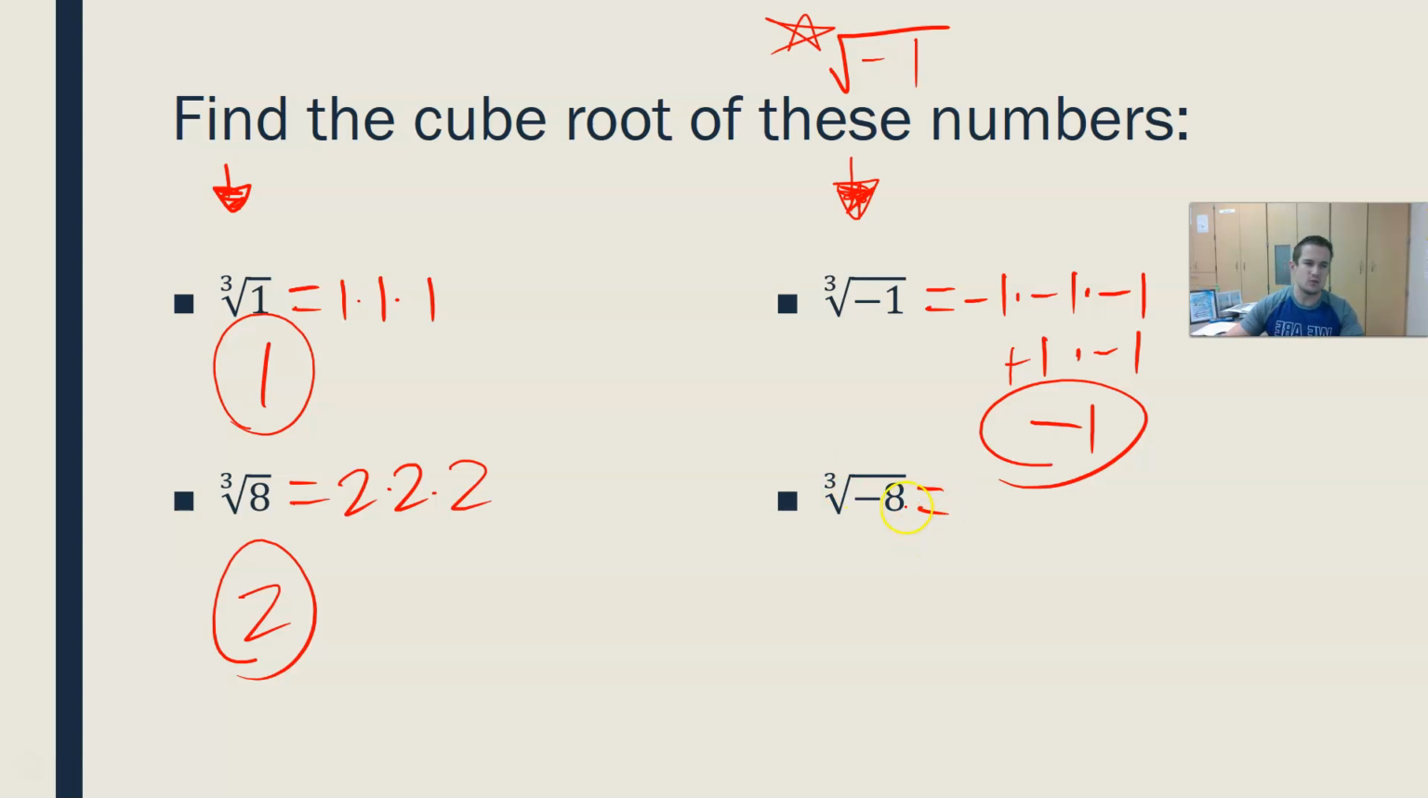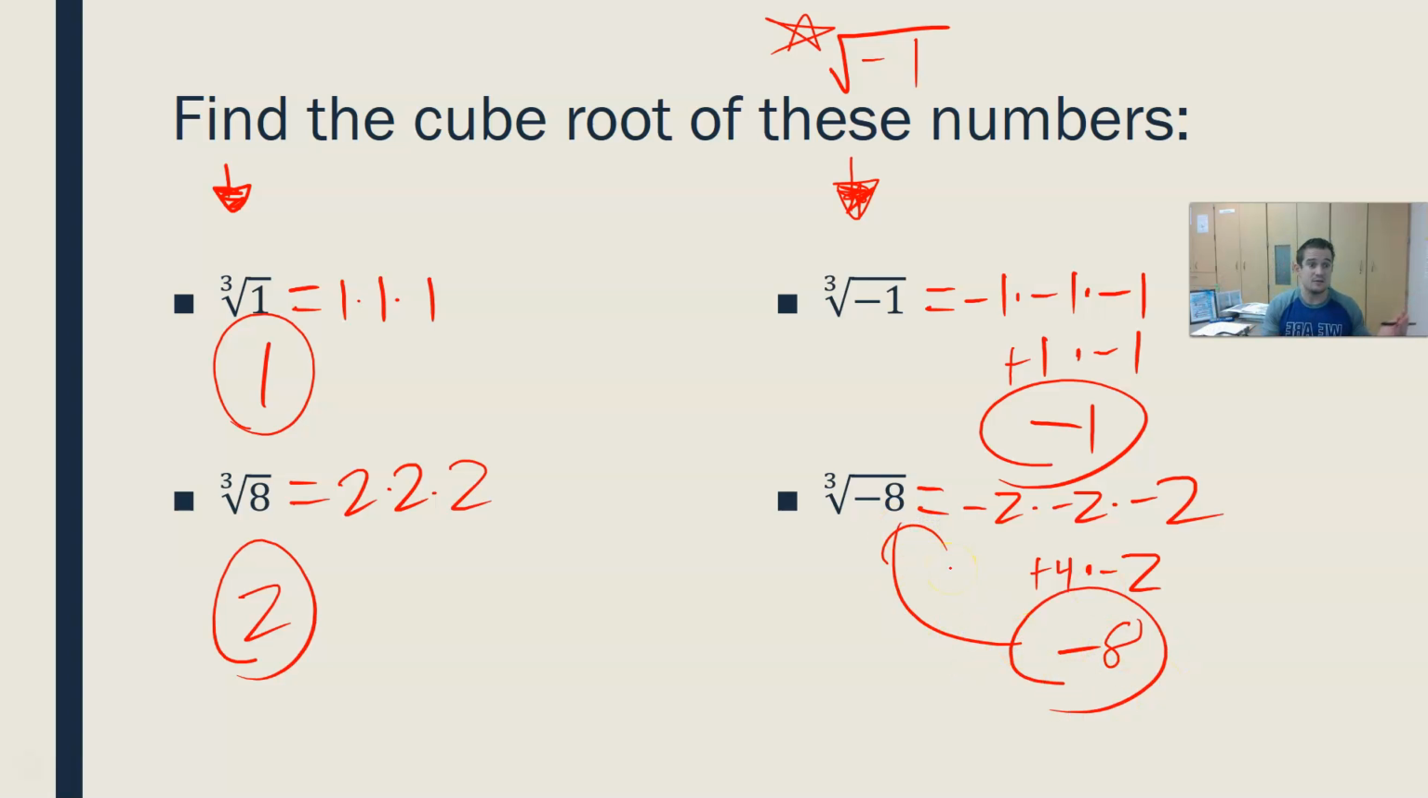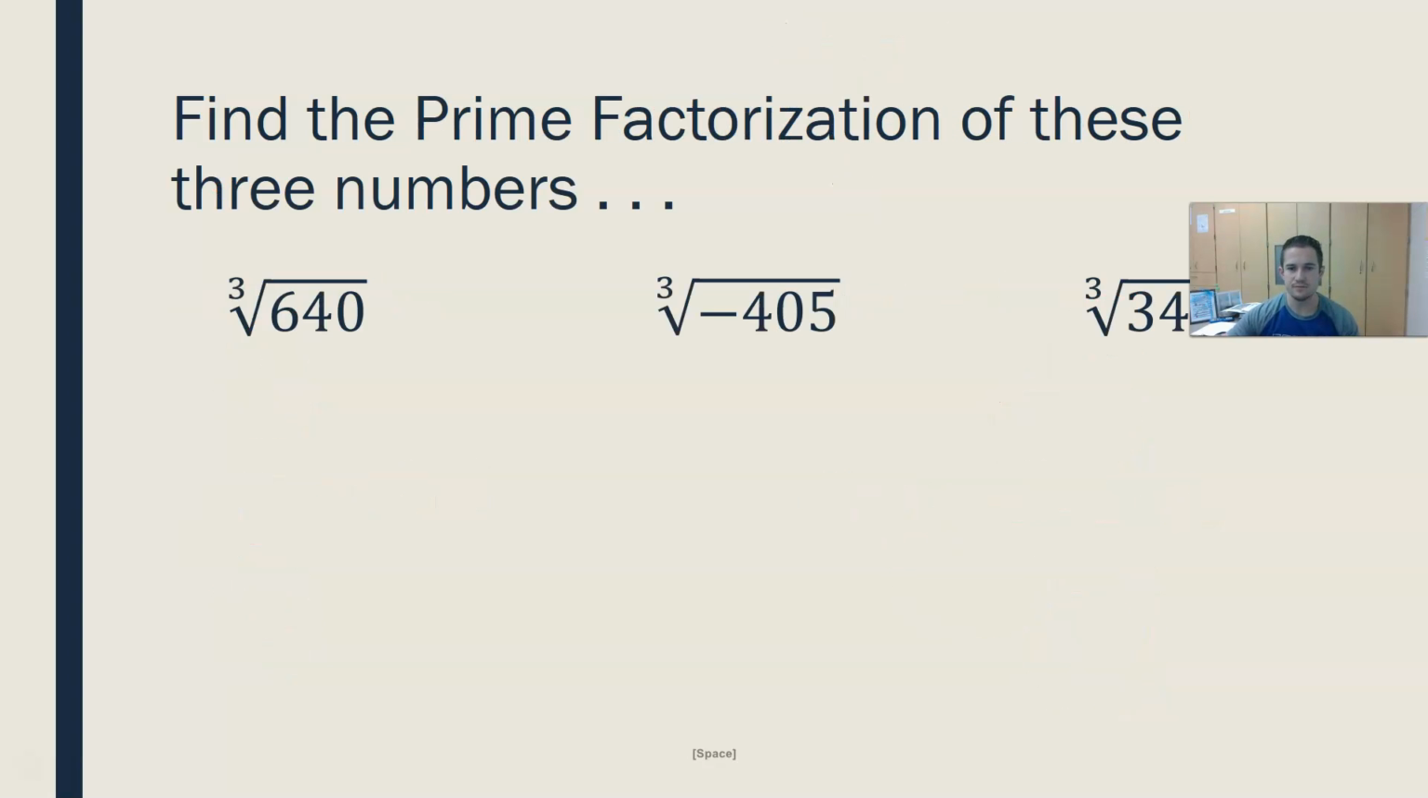What about negative 8? This one might make a little bit more sense. Let's try negative 2. If I multiply negative 2 by itself 3 times, will I get negative 8? So negative 2 times negative 2 is a positive 4, times a negative 2. A positive times a negative is a negative 8. Indeed. So I can take the cube root of a negative number. The cube root of a negative number is just going to be negative. Okay, so we're going to do an example like that in a minute, but it's just going to be negative.